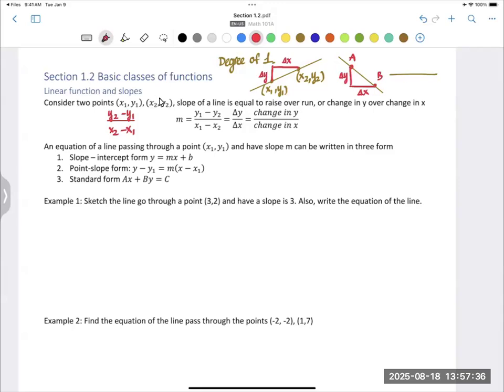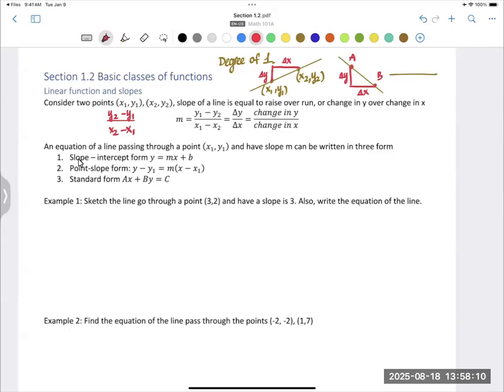They will give you the same result for the slope, but you have to keep in mind, if you use this order for the y, then you have to use the same order for the x. Which means if you use y1 minus y2 on top, you have to do x1 minus x2 on the bottom. Okay, and that is the slope of the equation. So when you have the slope, then you can write the equation of the line passing through a point x1, y1, and having the slope m in 3 different forms.